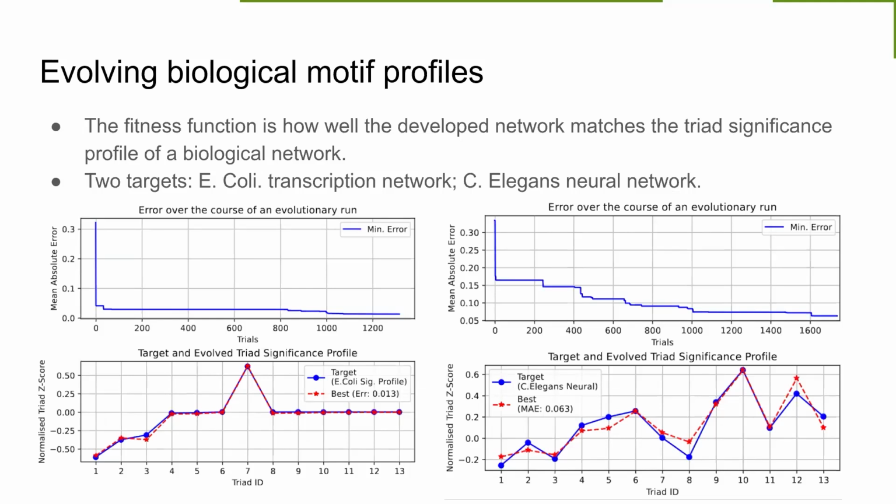On the left, the target TSP is the E. coli transcription network that I showed earlier, and the evolution finds that very quickly. On the bottom, you can see the target triad profile in blue and the best evolved network on the right, in red, sorry. And then on the right, we've got the C. elegans neural network, which takes a little bit longer to find, but gets there eventually.